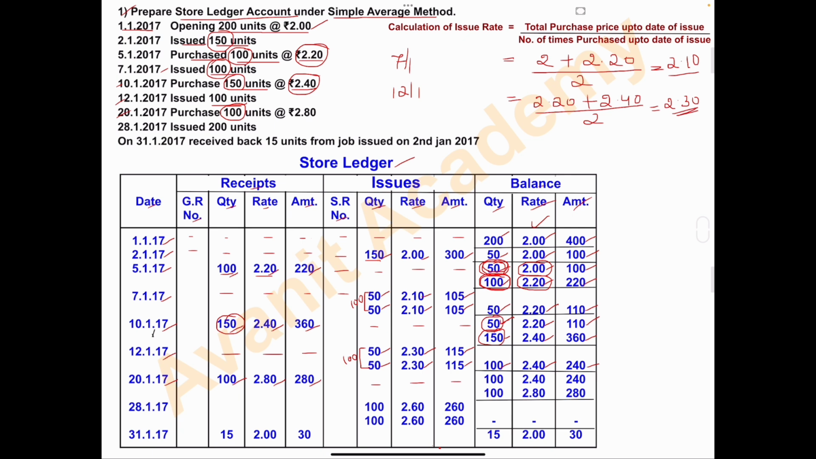Write the previous balance 100 units. Rate per unit is 2.40. Total amount is 240. Add the recent purchase, that is 100 units. Rate per unit is 2.80 and the amount is 280. Next is 28th January. Issued 200.